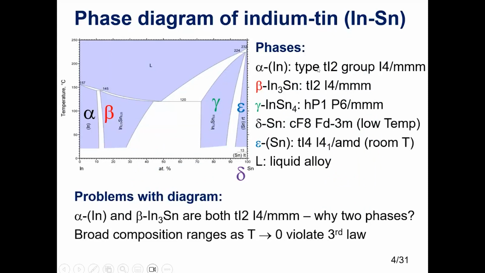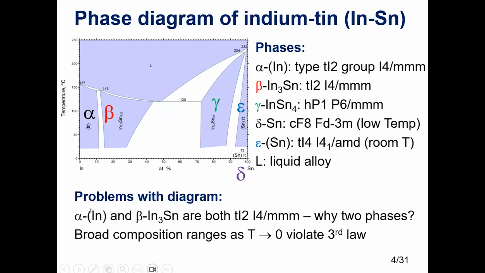So alpha indium has so-called Pearson type tI2. T stands for tetragonal. I stands for body-centered because in German, the I means inner, I think is why they call it that. 2 means 2 atoms per tetragonal cell. And the space group is I4/mmm. I for body-centered, 4 because it has a 4-fold axis of rotational symmetry. That's how we know it's tetragonal.